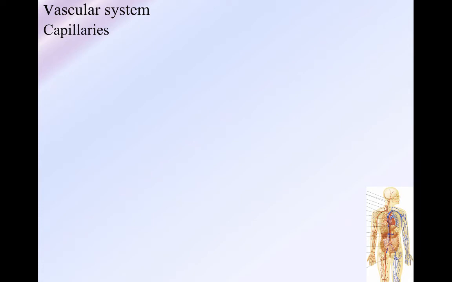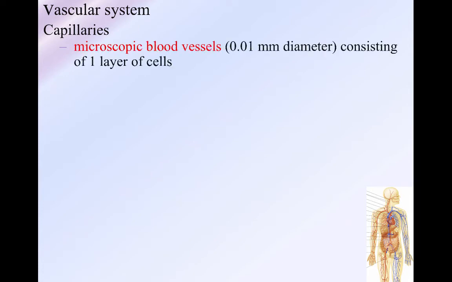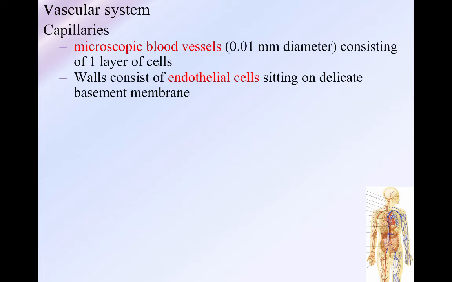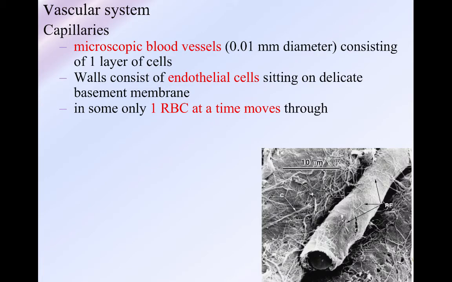Moving on, we come to the capillaries, which again are nice and leaky. They're microscopic, so we didn't even know they existed for sure until the invention of the microscope, although there were people who had hypothesized the existence of capillaries. The walls consist of an endothelial cell sitting on a delicate basement membrane, and so nice and thin. We make it as thin as we possibly can.